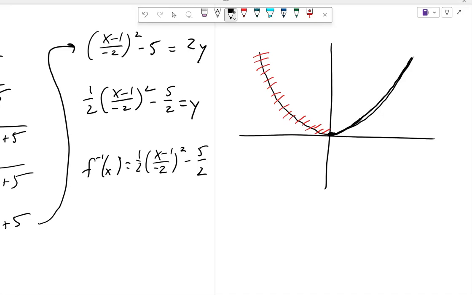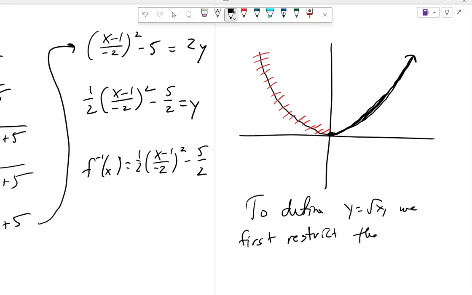If I only look at the right-hand side of this parabola, is that 1 to 1? Yeah, it passes the horizontal line test, right? So to define the square root function, we first restrict the domain of y equals x squared to the interval from 0 to infinity. That's how we define the square root function. It's also why we refer to it as the principal square root.